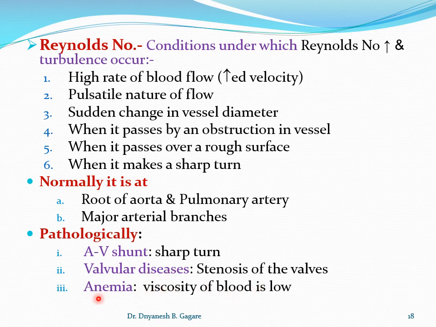Turbulent blood flow also occurs in anemia, because one of the important factors that affects the Reynolds number is viscosity. When the viscosity increases, the Reynolds number decreases. But when the viscosity decreases, the Reynolds number increases. In anemia, the viscosity decreases, and if the viscosity decreases, then blood flow becomes turbulent. Okay.